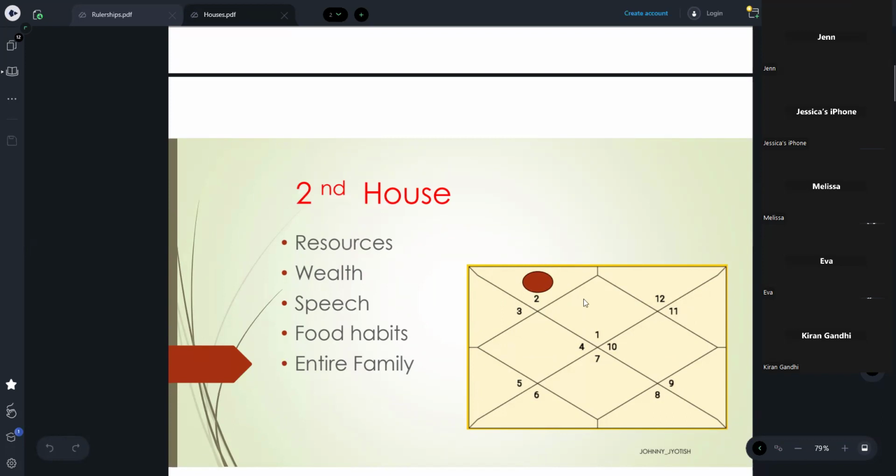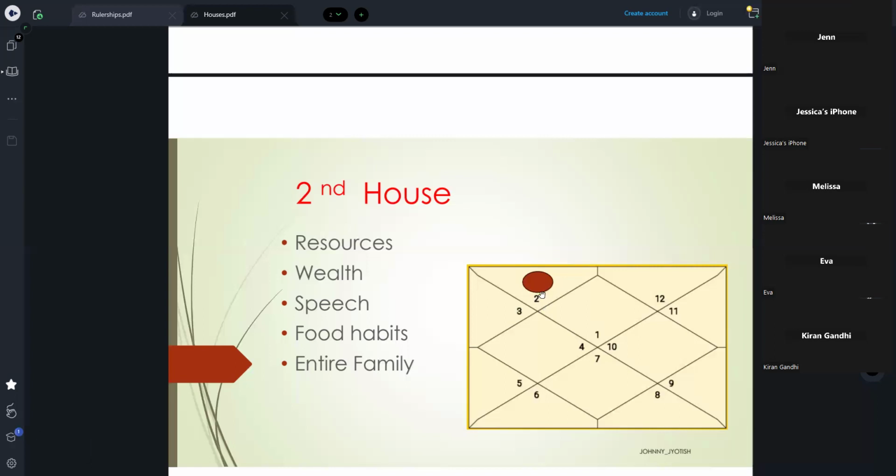And the second house is basically going to tell you how to sustain the first house. It's responsible for the sustenance of the first house. If the first house is you, what exactly would we require to sustain the first house? Definitely food, right? You need food to sustain yourself. Your family will be there to help you. It also represents your speech.